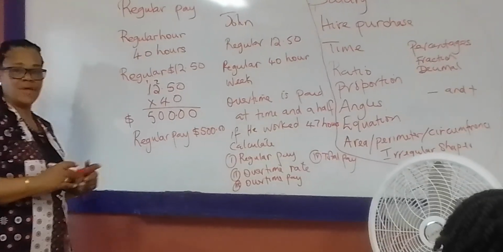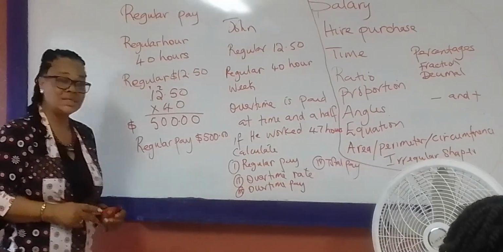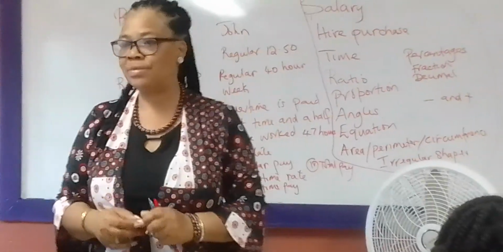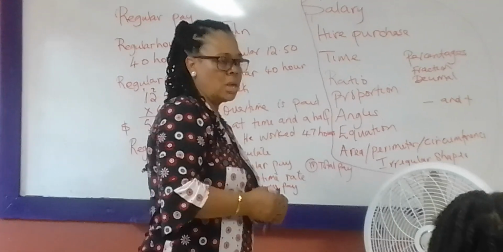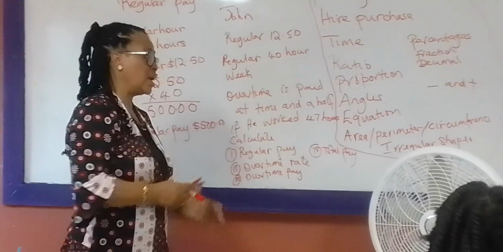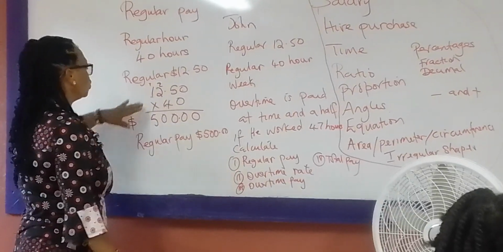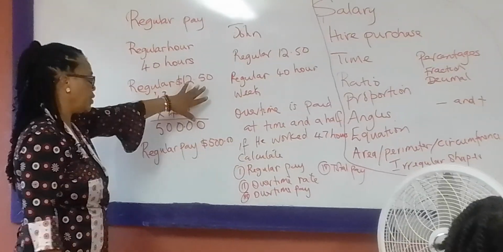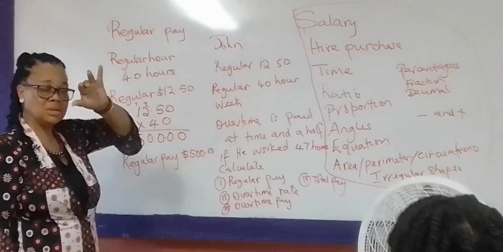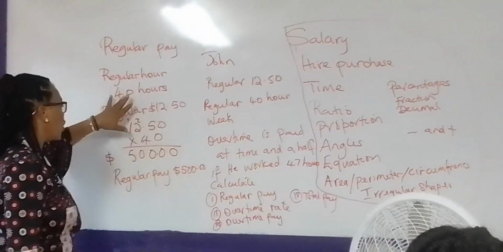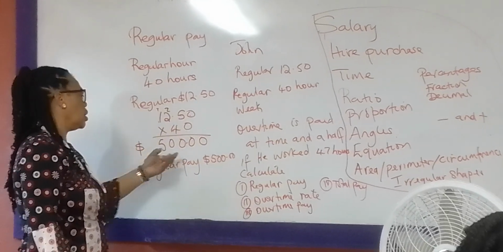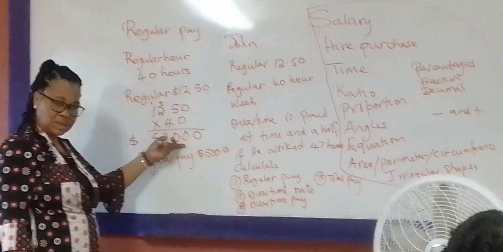Regular pay, $500. How did I say I get it again? Regular rate times regular hour is going to give me regular pay. What was his regular rate? $12.50 an hour. What's his regular hour? 40 hours. So I am multiplying 40 times $12.50. And I get $500.